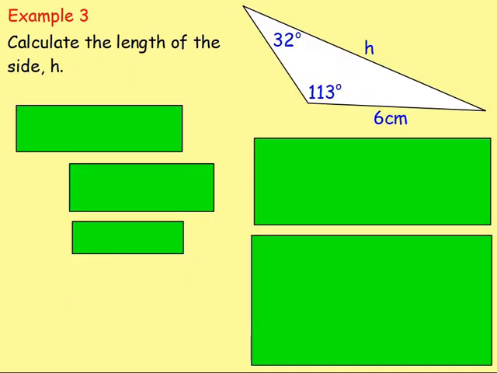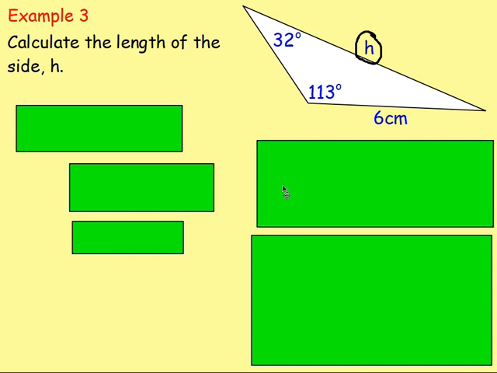Here we go, example 3. Calculate the length of the side H. Once again, here we go. This is what we're wanting to find. We want to find H. We're given this triangle. It is not right angled. We know the length of this side. We know these two angles. And we're not told if it's the sine rule or the cosine rule. Oh no, what do we do then?